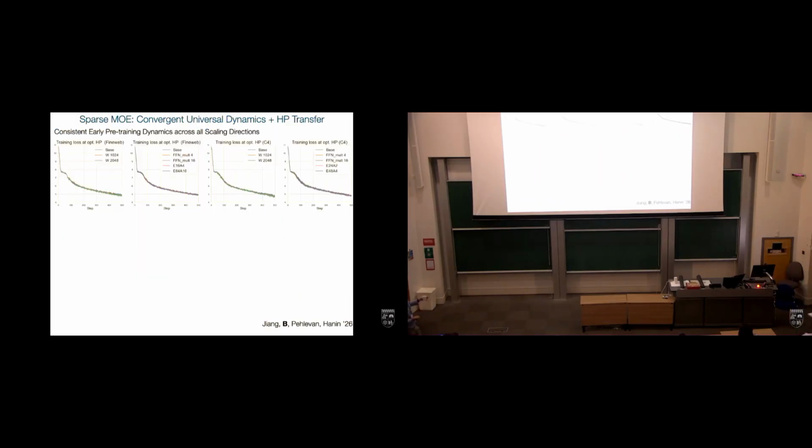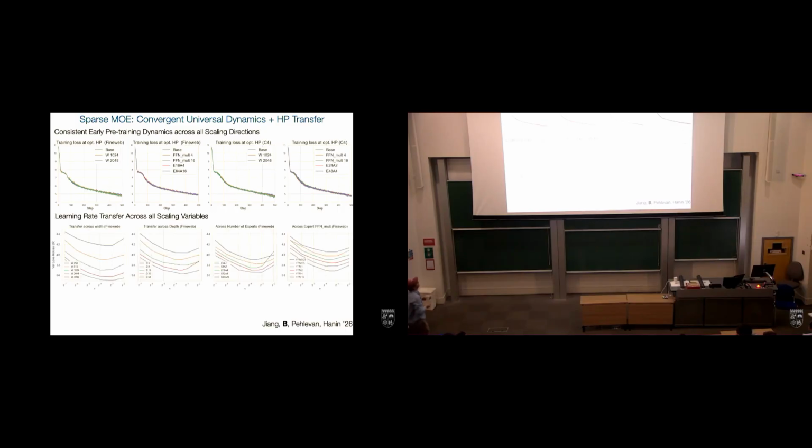And then in real language model training, we also see, at least at the early time scale, very consistent dynamics. You can vary the width, you can vary the size of each feed forward block, so in E. You can vary the number of experts while also varying the active expert count, keeping sparsity fixed. All these things collapse to one universal curve. But then as you go to later time, there's a regime where there's significant differences across model sizes. And you can see that you get pretty good approximate learning rate transfer across all these different dimensions. So that was nice.